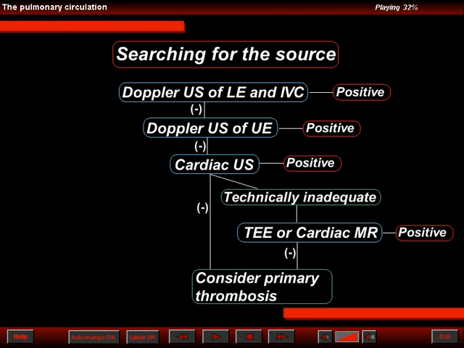Upper extremity and intracardiac thrombosis are predisposed by central venous catheters, pacemakers, and remember always that intracardiac tumors can also be a source of emboli. If echocardiography is not technically adequate or non-diagnostic, then cardiac MRI may be useful to rule out intracardiac pathology. If the upper extremities show no evidence of thrombosis and the cardiac study with ultrasound is negative, then primary thrombosis of the pulmonary arteries or non-thrombotic pulmonary emboli should be considered.